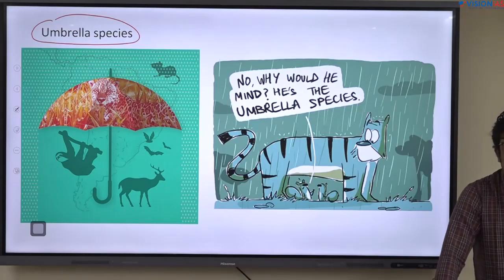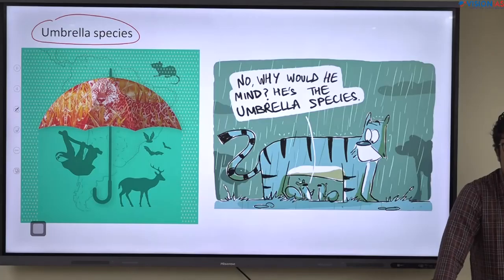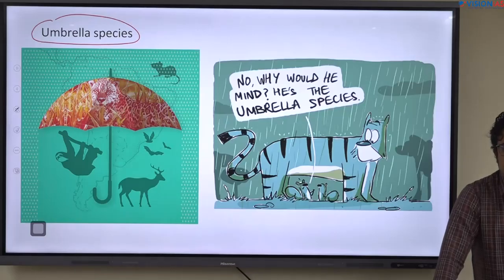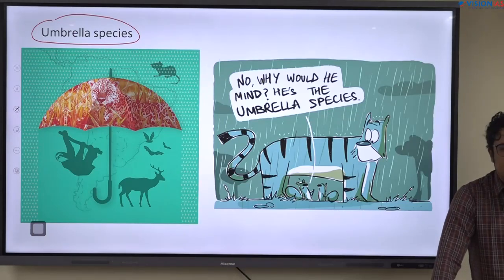Tiger, because first of all, they are large in size, they live in large areas, and if you conserve tiger, they will control the population of herbivores. If there is no tiger, herbivores will increase, they will damage the forest, they will eat more and more plants. So if tiger is there, herbivores are in control, and if herbivores are in control, less damage to the plants.